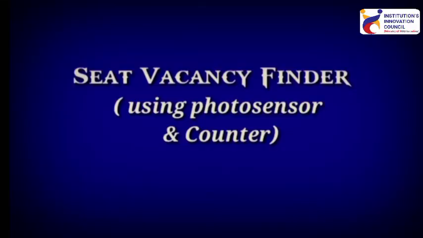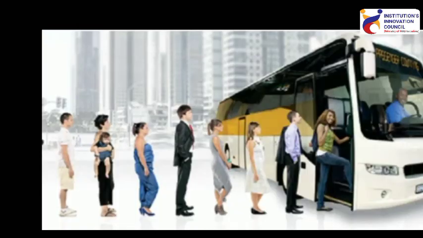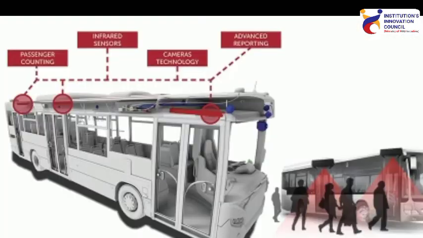Seat vacancy finder using photo sensor and counter. We need to add a photo sensor in both bus steps. It is used to count the number of passengers entering the bus, and also exiting the bus. The counter monitors the passenger count and shares the information with the Raspberry Pi microcontroller. The microcontroller stores the information in the cloud. The passenger can access the bus location and vacancy also using the application and the web page.